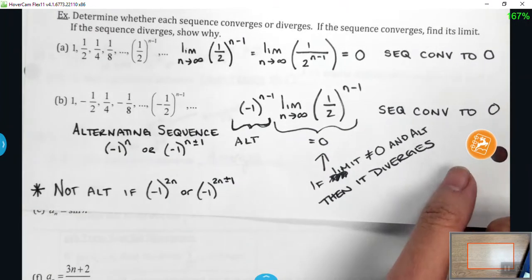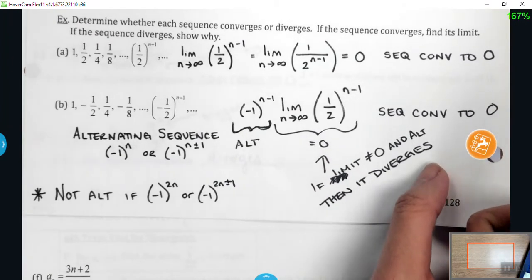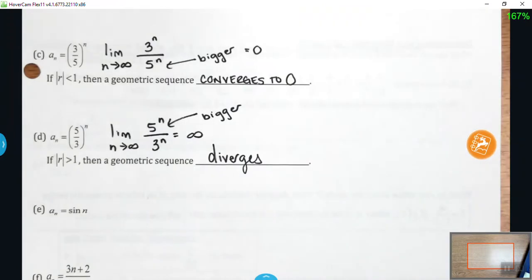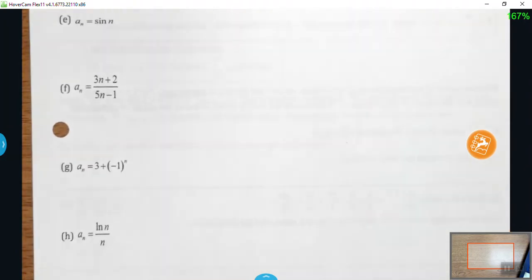Is it ever going to be arithmetic and alternating? Could be, but arithmetic sequences don't converge, because when you add a number every single time, or subtract a number every single time, it's going to be straight. Okay, your turn.